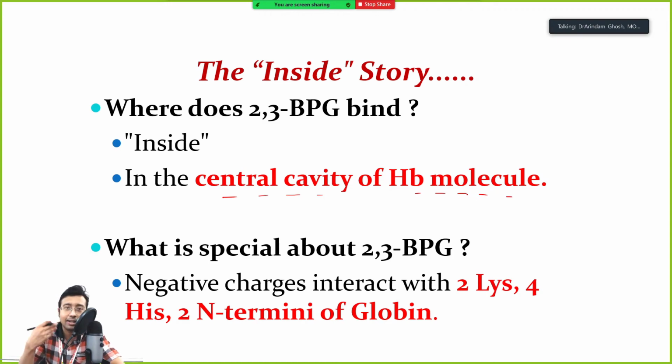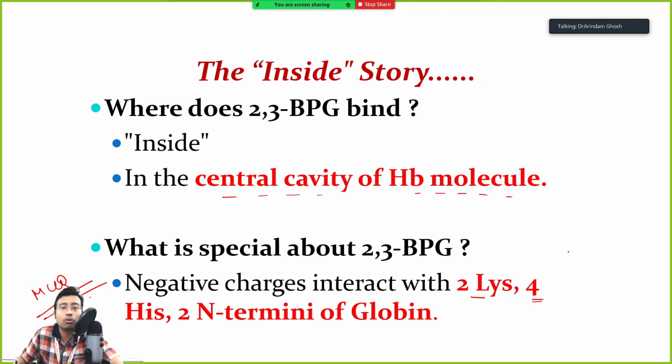Negative charges interact. So where does it actually bind? This is only for MCQ purpose. No examiner during a viva or theory exam will be asking you to tell the exact amino acid where 2,3-BPG is binding. It is a high level MCQ. If you are appearing for any competitive exam or PG exam, then it will definitely be required, but for undergraduate, not so much.